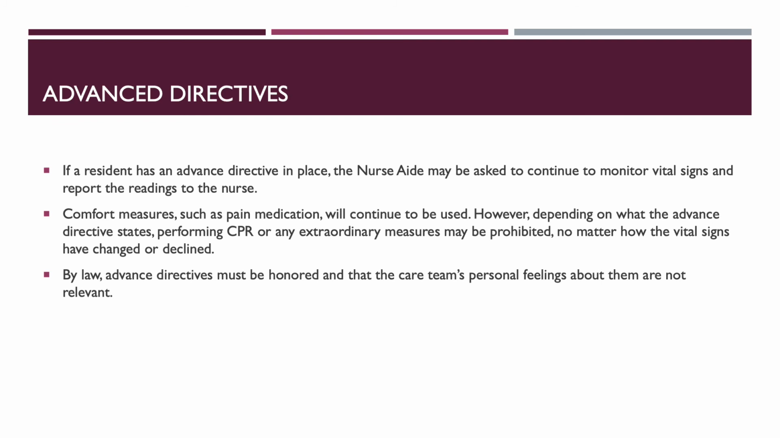Now, typically speaking, you're going to be able to find the advanced directives within the chart. Things like their code status, DNR or full code. So, the chart is going to have those there for the care team to be able to see and know what those are.